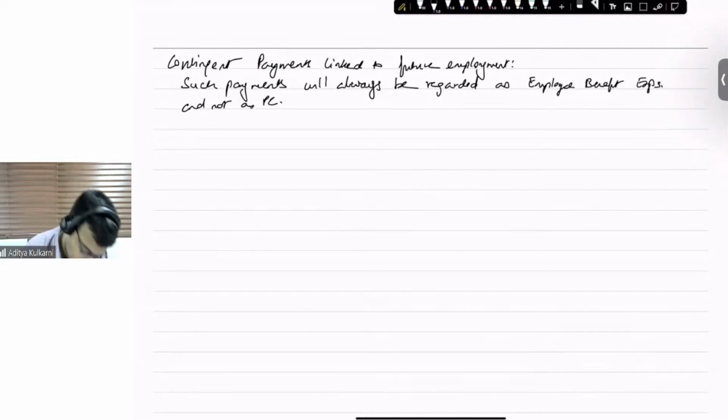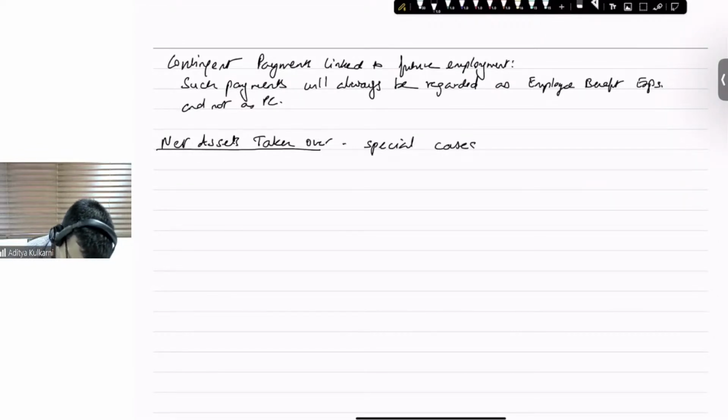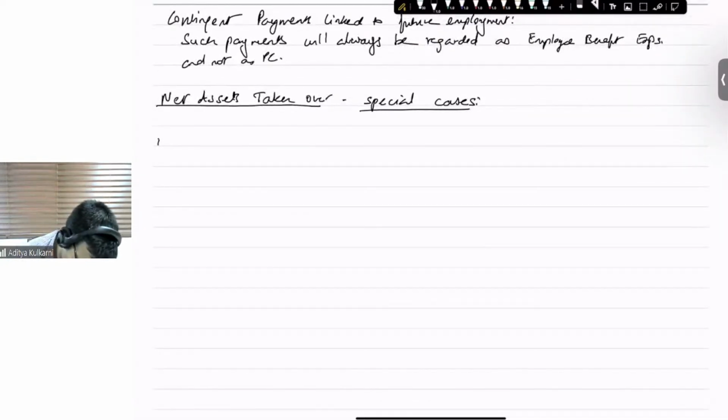Now, coming to net assets taken over. We are discussing some extra items now. I told you we will be discussing some things later on. So those things we are now discussing. Now in your net assets taken over, we will be discussing certain special cases. Okay. Now see, first case.